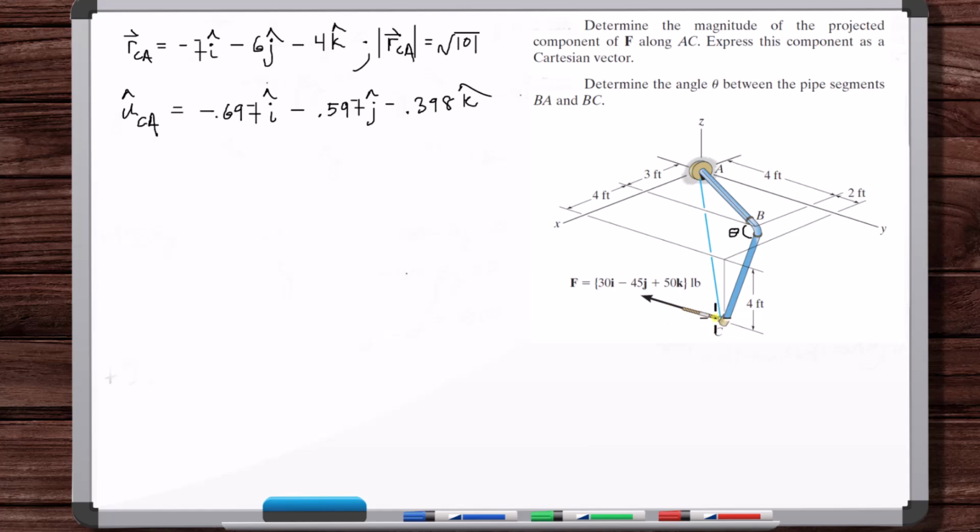We want to get the projection of this force on CA, but also the actual force vector. So how do we do that? Well, the vector F in the CA direction is F dot U_CA times U_CA. This gives you the magnitude of that projection, and then you just multiply it times the unit vector. We talked about this in the force vectors video.